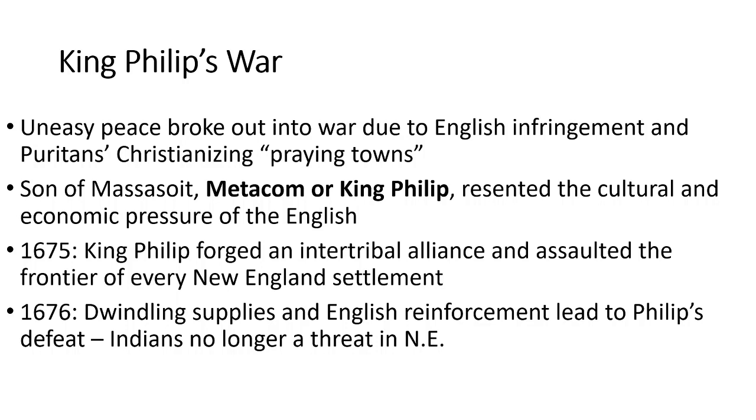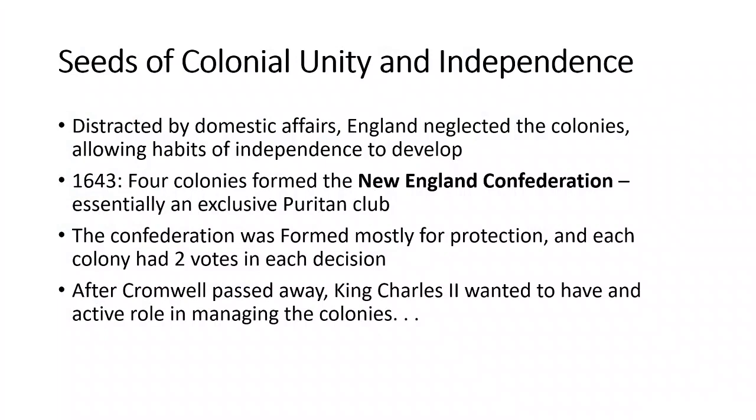The English, whenever they would lead a raid, would simply burn down the fields and the crops. And so when the winter would set in, the Native Americans would struggle pretty badly, while again, the English were being reinforced. So after King Philip is defeated, the English are able to push back all the Native Americans from the New England region. And for the most part, New England doesn't really deal with a Native American threat for a very long time. So then we have the seeds of colonial unity and independence.